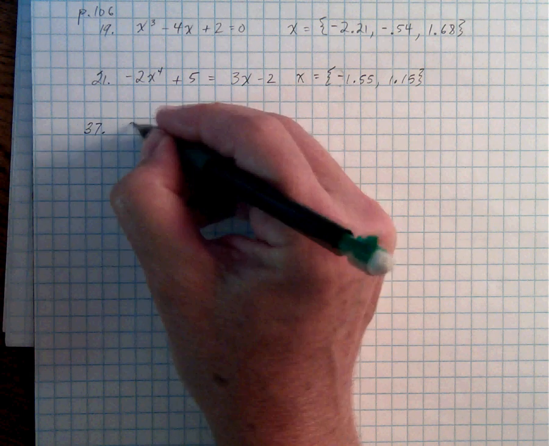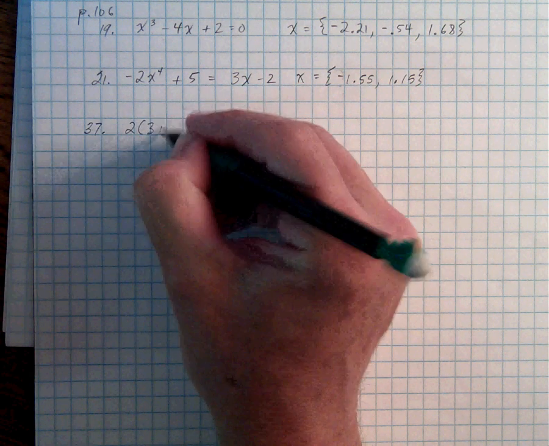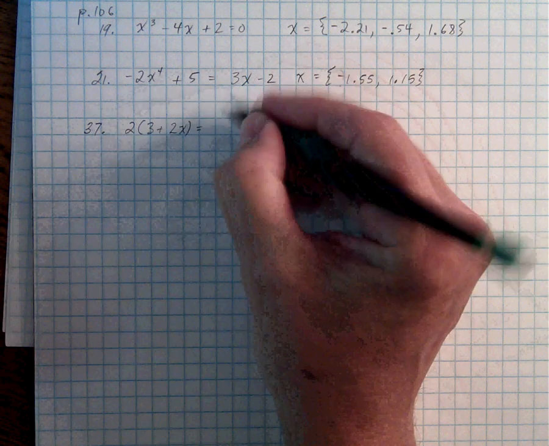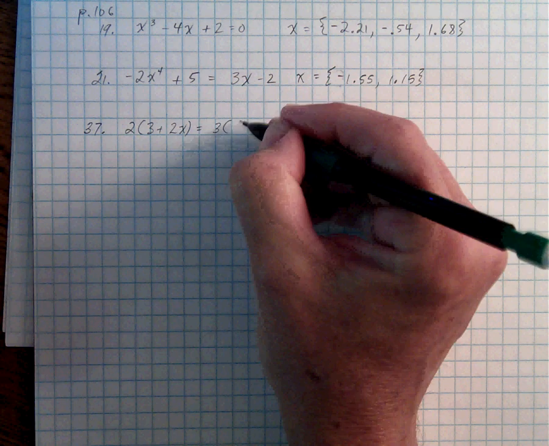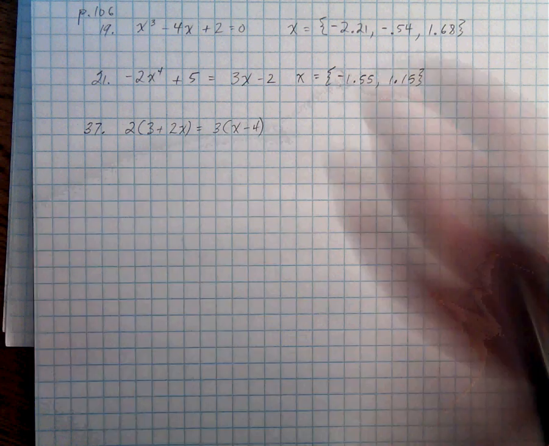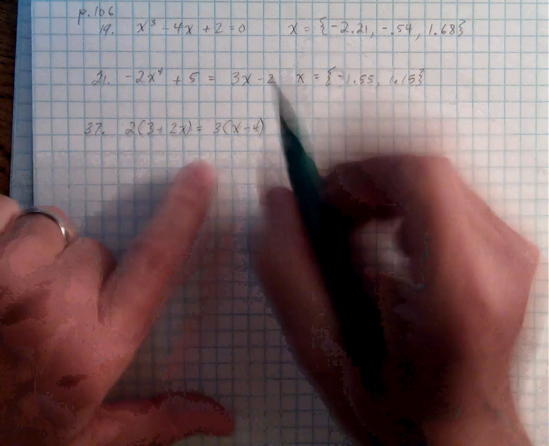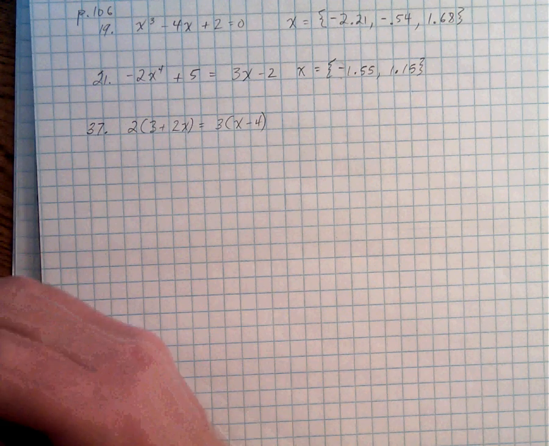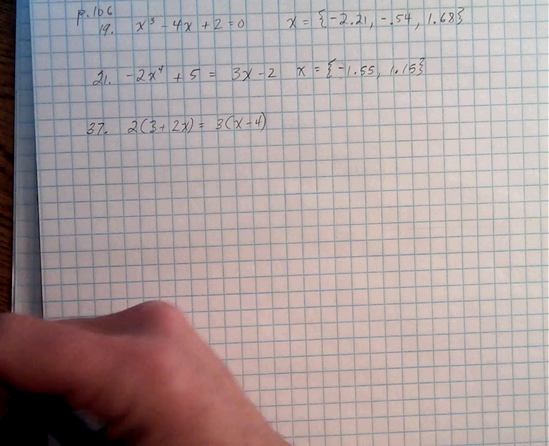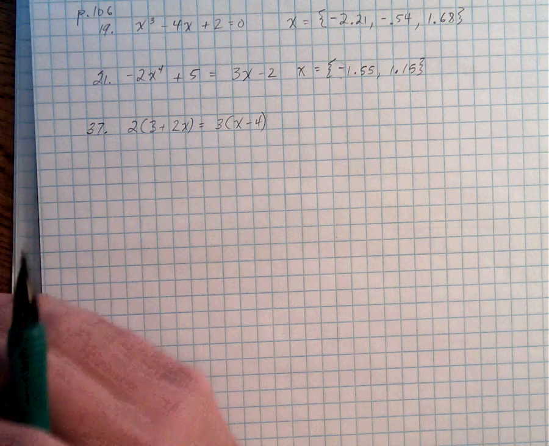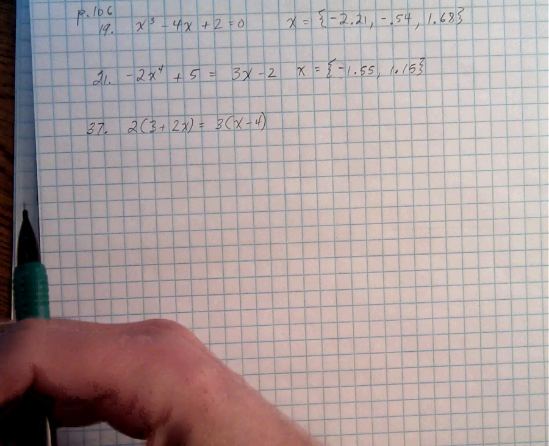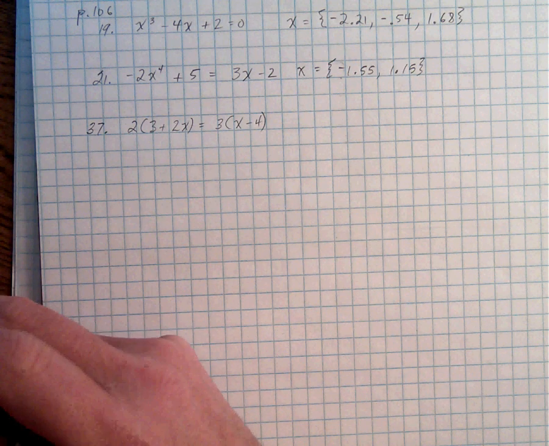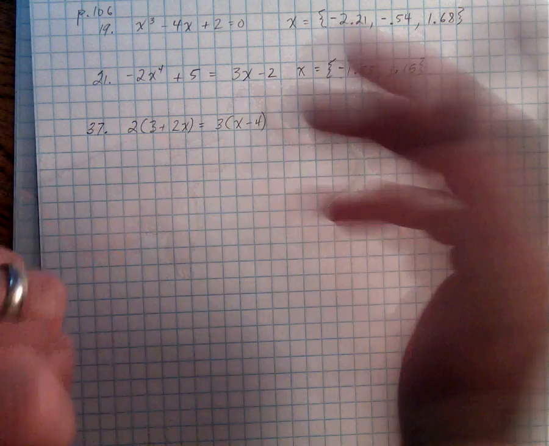So 2 times 3 plus 2x equals 3 times x minus 4. Alright, so what values of x will make both these sides equal? Well, it's kind of hard to tell right now because it's so complicated. So the idea here is we're going to simplify this a little bit till it's something that we can simplify all the way down to x equals, which is what the book does, or you can simplify it down enough to where it's obvious what the answers are.